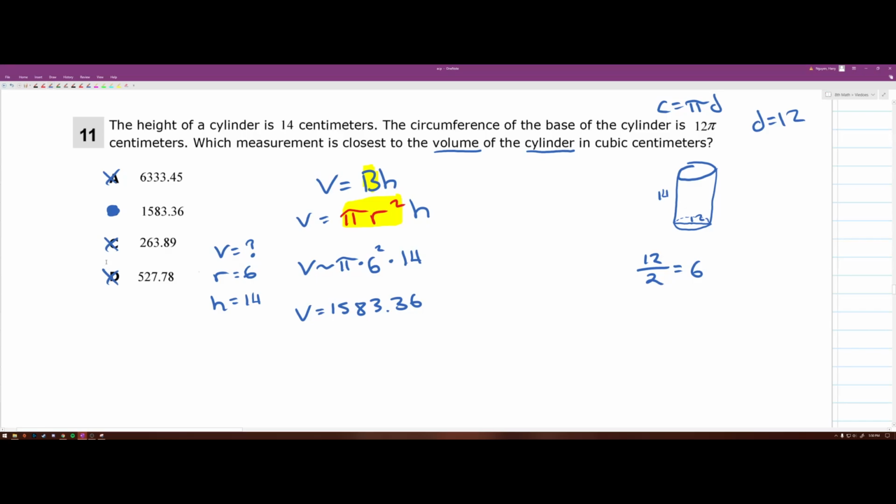So for these problems, make sure you're finding what your radius and height is. And if you ever see circumference and you see just a number times pi, that number is always going to be your diameter. That number is your diameter. So hopefully this video helped you to solve problem number 11. Let's move on to question number 12.